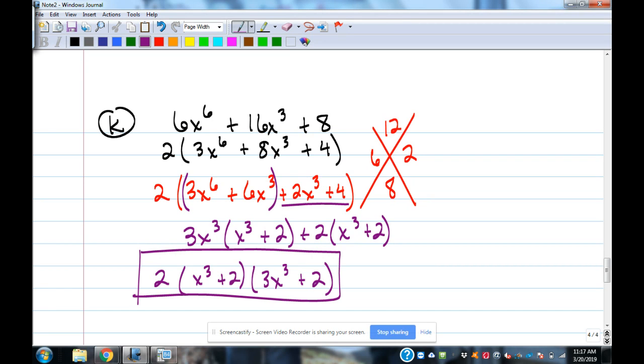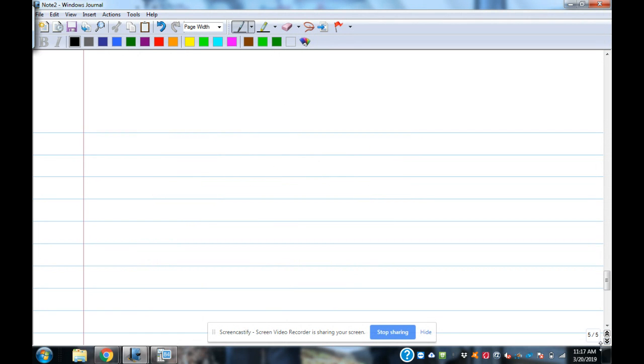Okay. What's the point in all this factoring? It makes it easy to solve. Okay, that's the idea. When we were doing quadratics, to solve it, what'd you have to get it equal to? 0. Okay. Same thing with higher degree polynomials.